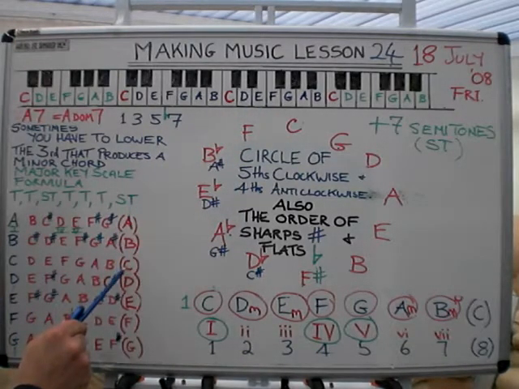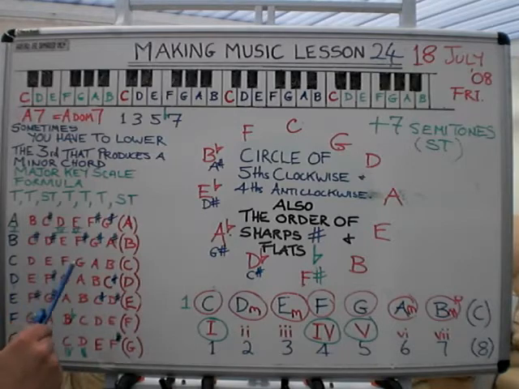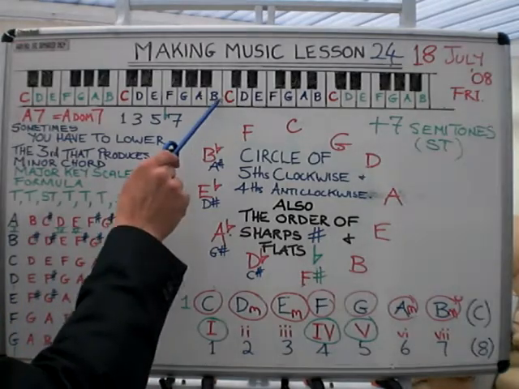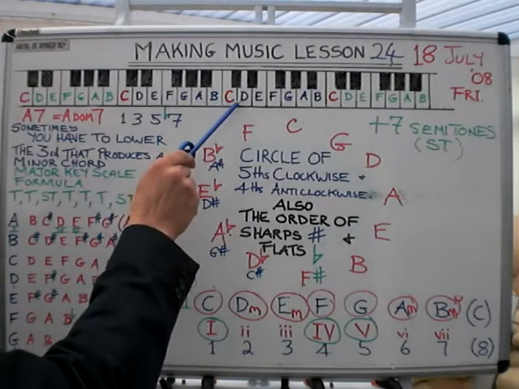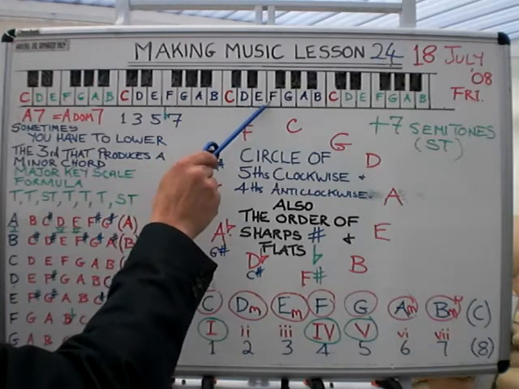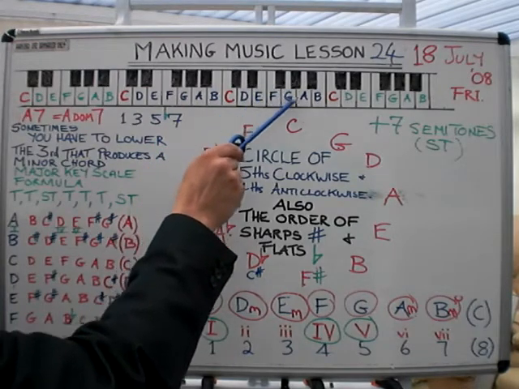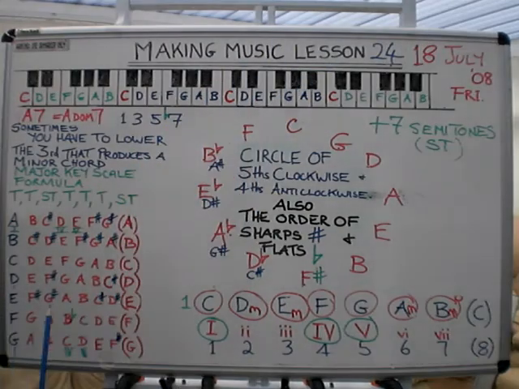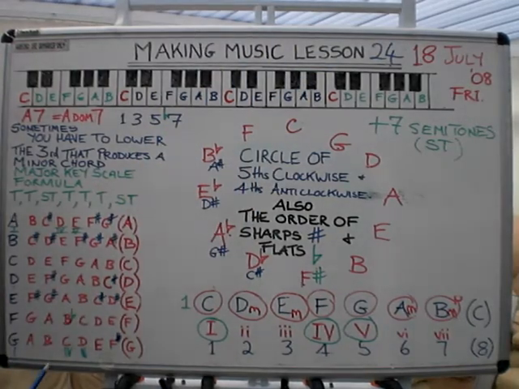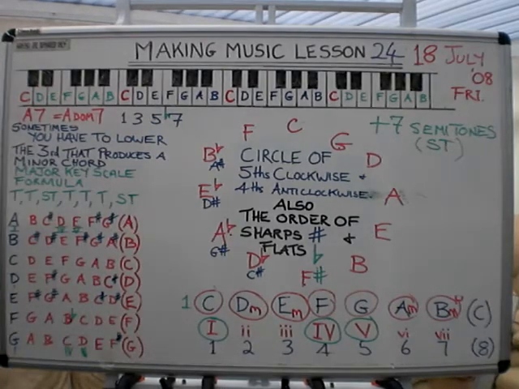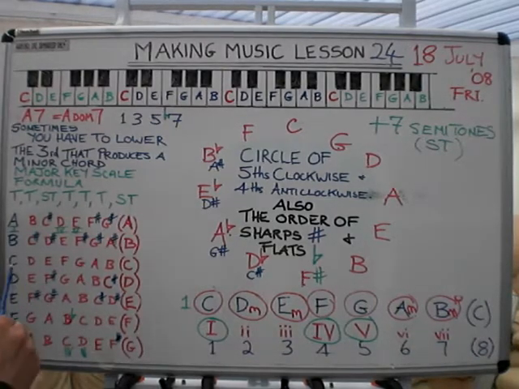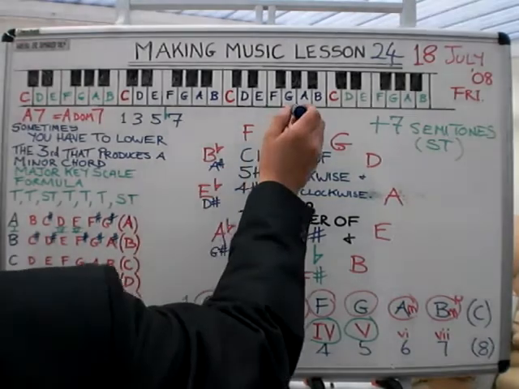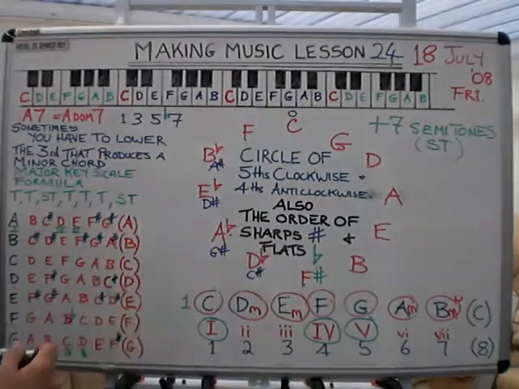From C to C natural, if we apply the tone, tone, semitone, tone, tone, tone, semitone, we don't end up landing on any black enharmonic keys, so we don't raise any notes. So we put C at the top, and that has zero sharps. We don't have any.